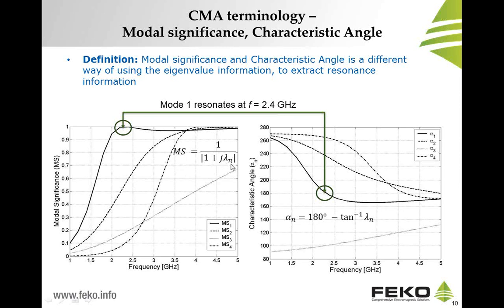If the eigenvalue tends towards 0, that is when the mode starts to resonate, and the modal significance will go towards 1. This is exactly what we are seeing here for mode 1: it starts to resonate near 2.4 gigahertz. Another way that we can obtain information is by looking at a quantity called the characteristic angle, which is defined as illustrated here. Again, as the eigenvalue goes towards 0, that is, as the mode starts to resonate, the characteristic angle will tend towards 180 degrees, as indicated here on the graph.